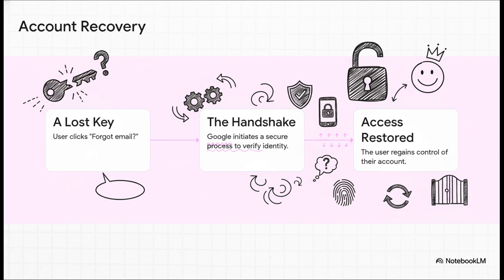When you click it, you're kicking off a really complex security handshake. It's like a secret knock that only you would know. The system uses other info it has about you, like a recovery phone number or an old security question, to prove it's really you before it hands over the keys. It's just a perfect example of how the best designs plan for when things inevitably go wrong.